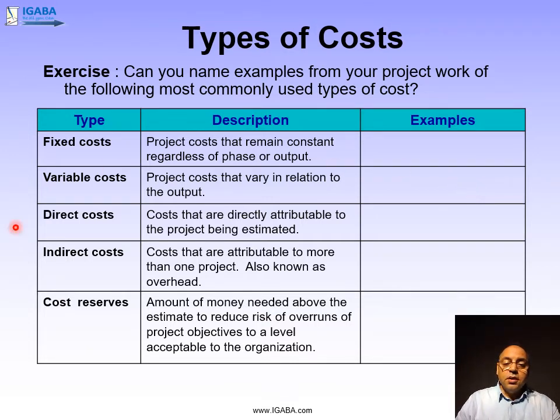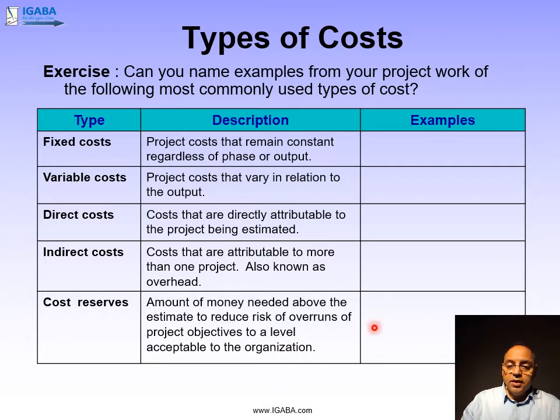Also in projects, you can have direct costs. These are costs that are clearly attributable to a certain project. So project X needs so many pipes. Project Y needs so many cables. So that's a direct cost clearly attributable to a specific project. On the other hand, there are costs that are not clearly attributable to a single project. So these are indirect costs.